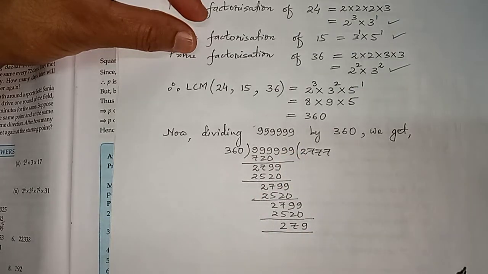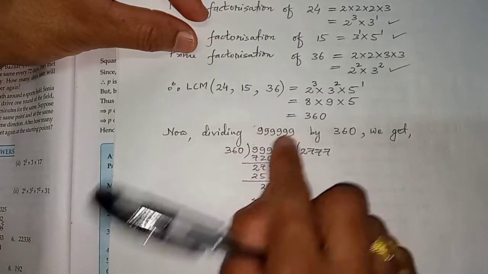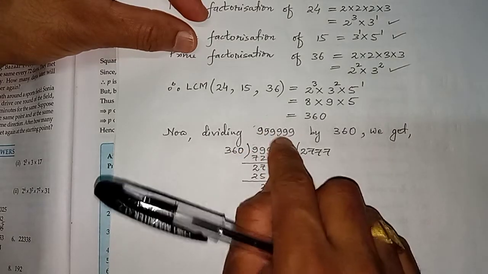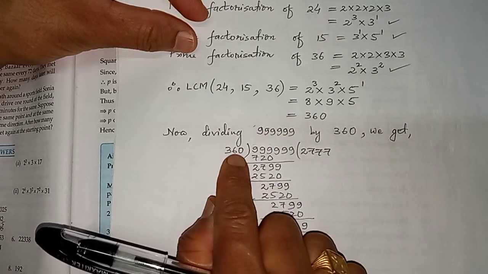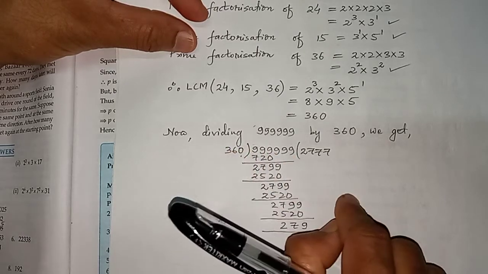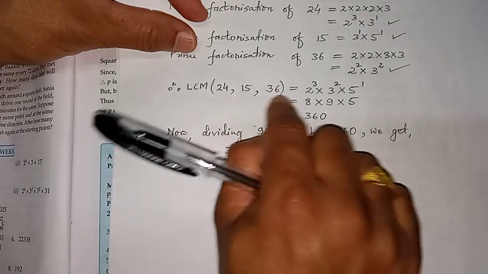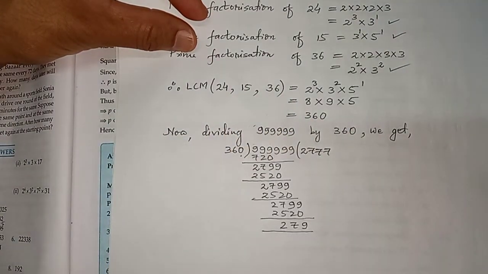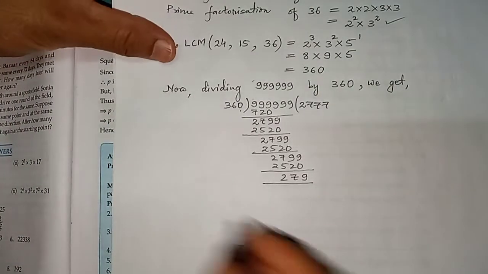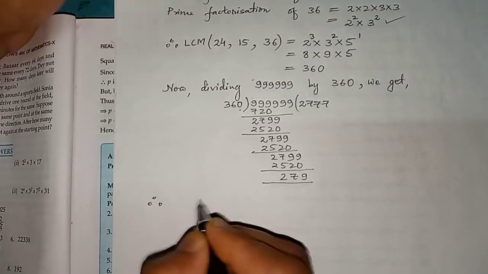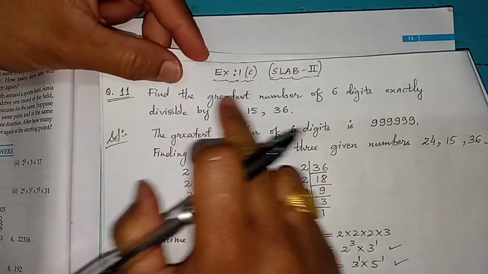Okay, clear? So that new number, after subtracting this remainder, will be exactly divisible by 360. And if it's exactly divisible by 360, it means it's also divisible by 24, 15, 36, because after all 360 is the LCM of these. And moreover, that will still remain 6 digits only. So now we'll write here, therefore, this is the question: find the greatest number of 6 digits exactly divisible by these. So we'll just copy this.